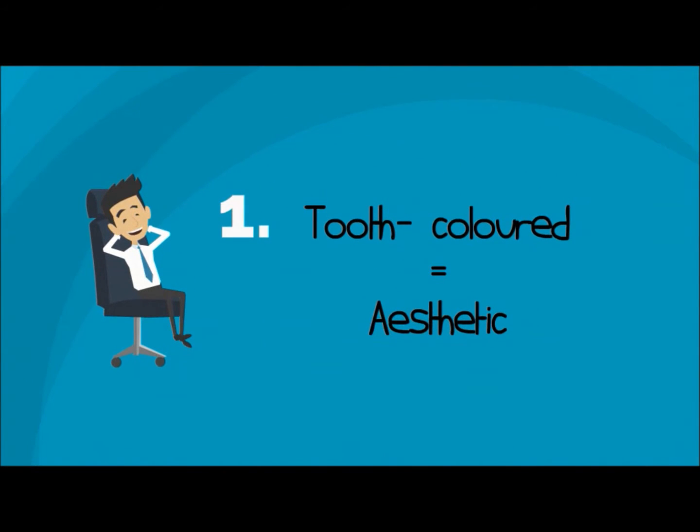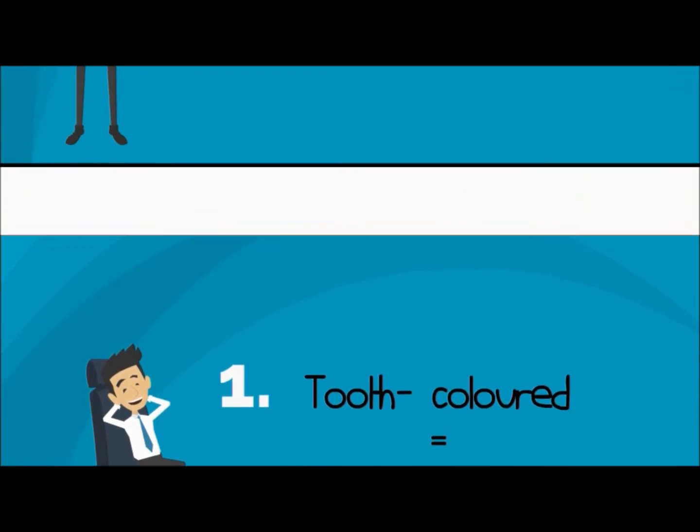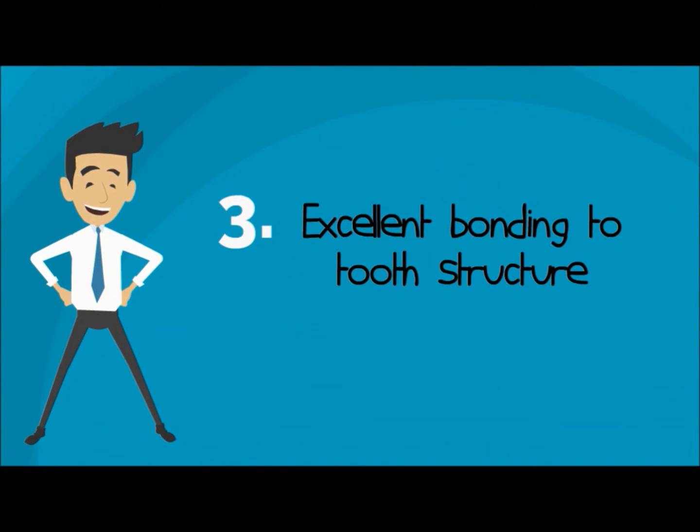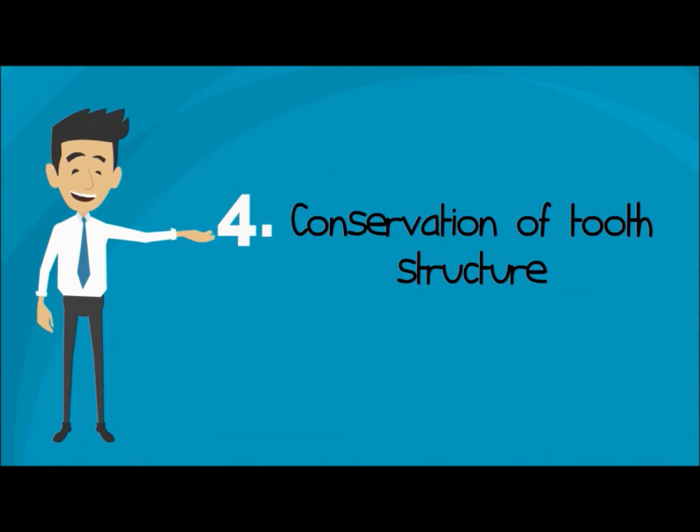Number 1. Classic, yet the most important, composite resin is a tooth-colored material which will definitely cater to the need of highly aesthetic restoration. Number 2. It is a non-toxic material compared to his friend, amalgam, that can induce hypersensitivity reactions in certain individuals. Number 3. Composite performs an excellent micromechanical bonding to tooth structure, which also leads to advantage. Number 4. It does not need any retention form, thus reducing the amount of healthy tooth structure loss.